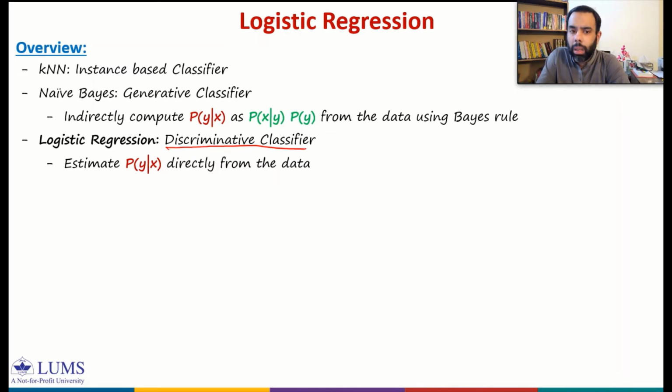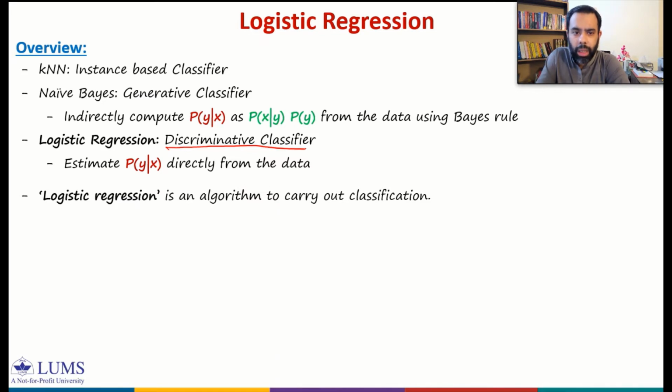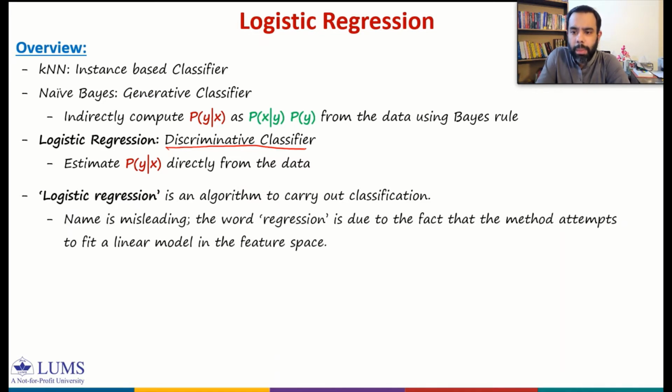So logistic regression, as I said earlier, is an algorithm to carry out classification. Its name is misleading. The word regression is due to the fact that the method attempts to fit a linear model in the feature space. We will see this very shortly: we use regression to fit a linear model, and then we impose some mapping on the linear function to make it classification.